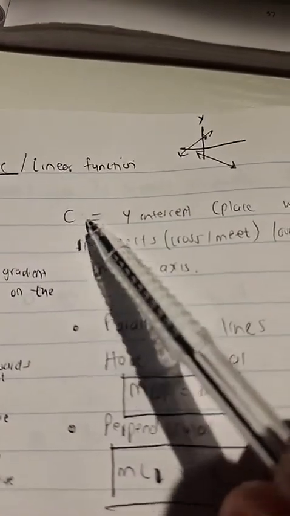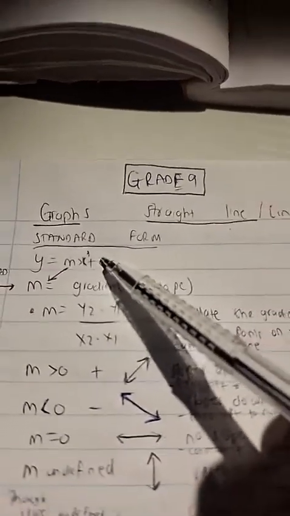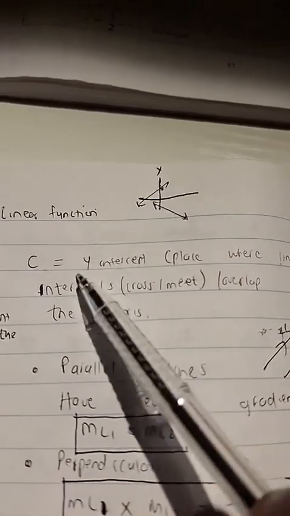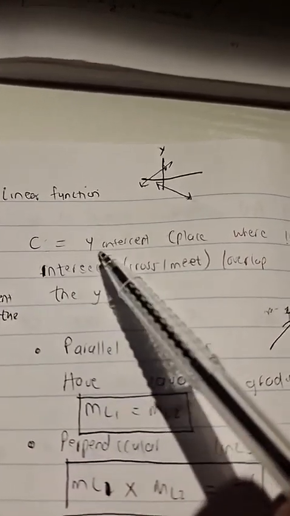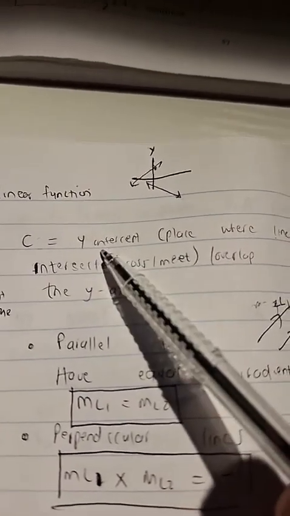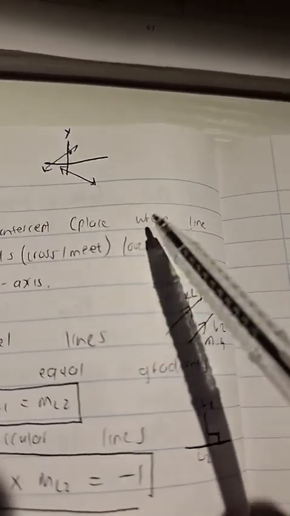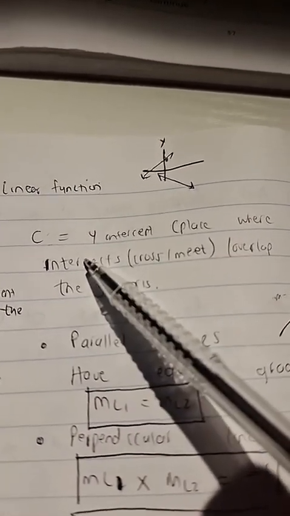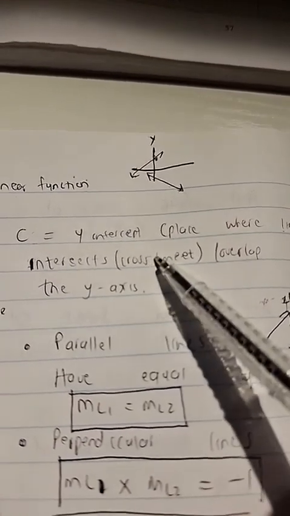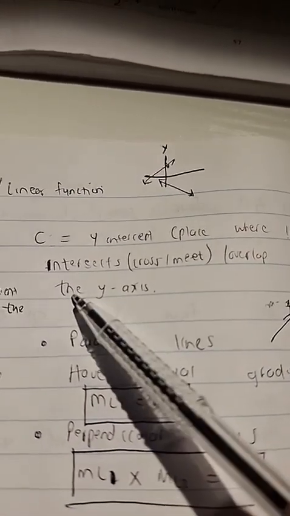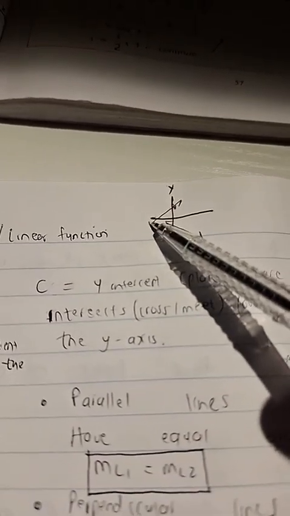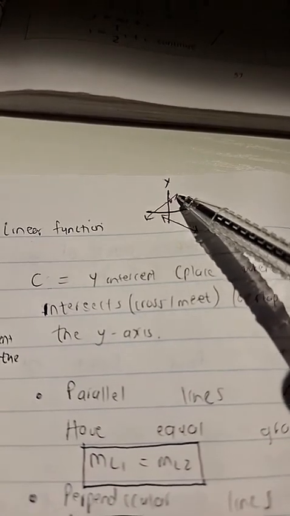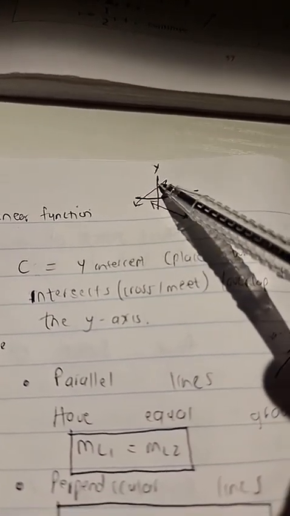And then lastly, I said c. Our c value, the constant that is here, represents something called the y-intercept. This is not the gradient, it is the y-intercept. What is the y-intercept? It is the place where our straight line, when drawn, intersects. What does intersect mean? Cross or meets or overlaps the what? The y-axis. So I draw some examples here. If we have a straight line there, that straight line cuts the y-axis at that point.